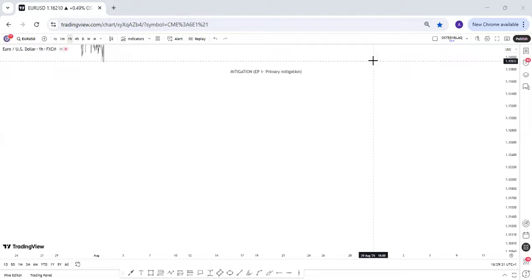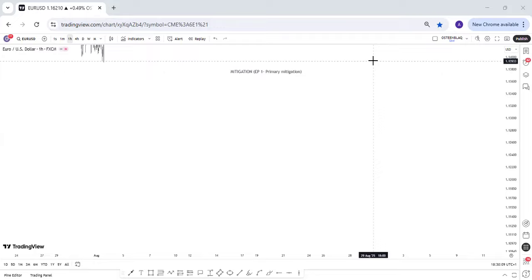Mitigation helps us to know when a zone is going to be used or when a zone is not going to be used. Mitigation also helps us in understanding money transfer and market structure transfer, and it helps us to even understand imbalance, what we call FVG sometimes. So mitigation helps us to understand these things. But today, for the very first episode, we are going to be talking about primary mitigation.